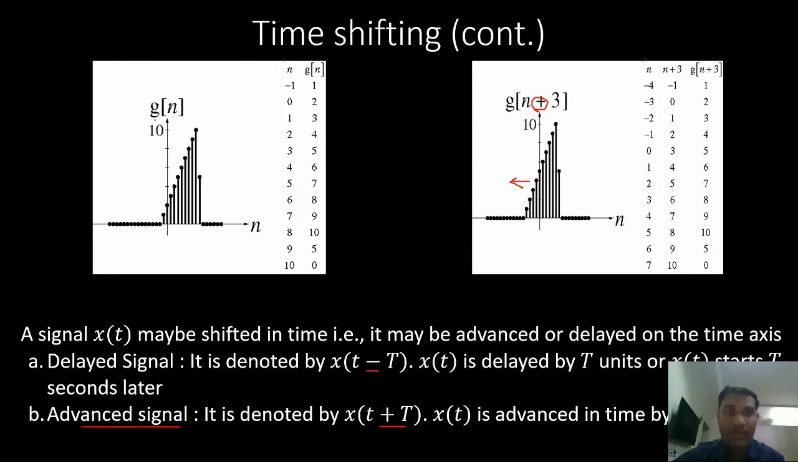So look at this. We have g of n plus 3. So T is equal to 3. So it is advanced in time by 3 units. That means it starts 3 seconds earlier. Here g of n starts at minus 1. So 3 seconds earlier means minus 1 minus 3. That is minus 4. So 0, minus 1, minus 2, minus 3, and minus 4. It starts at minus 4. So that is time shifting.